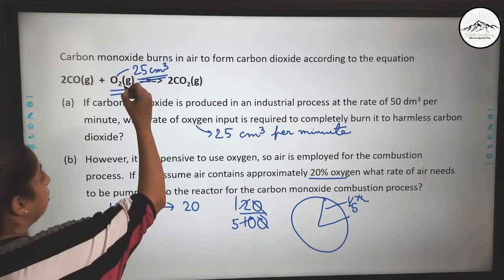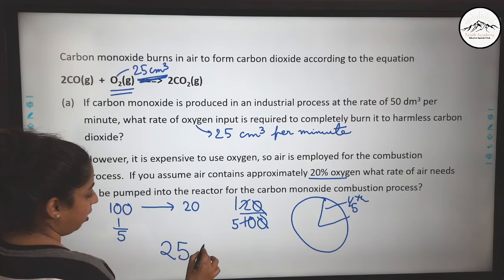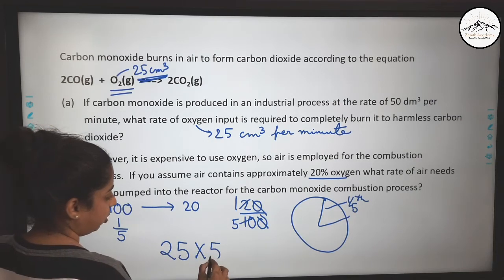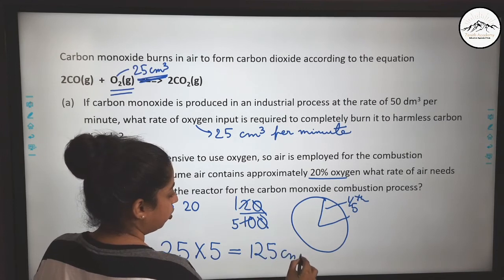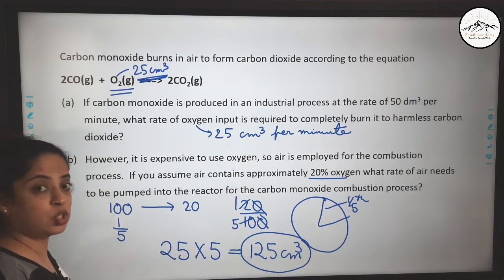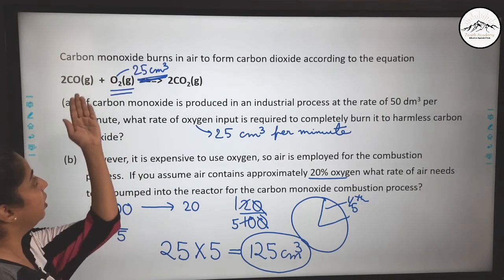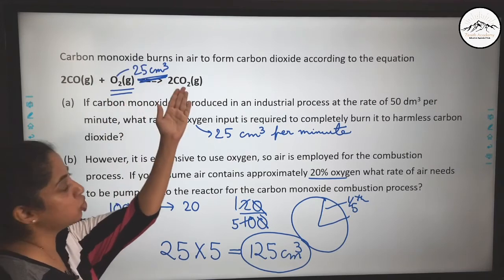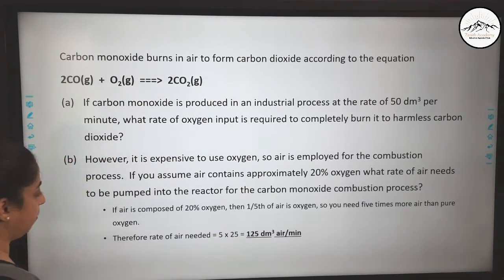Now since we are taking air, we will take 25 into 5, which is 125 centimeter cube. So 125 centimeter cube of air has to be pumped per minute so that the carbon monoxide is completely reacted with oxygen to give carbon dioxide. I hope you have understood this.